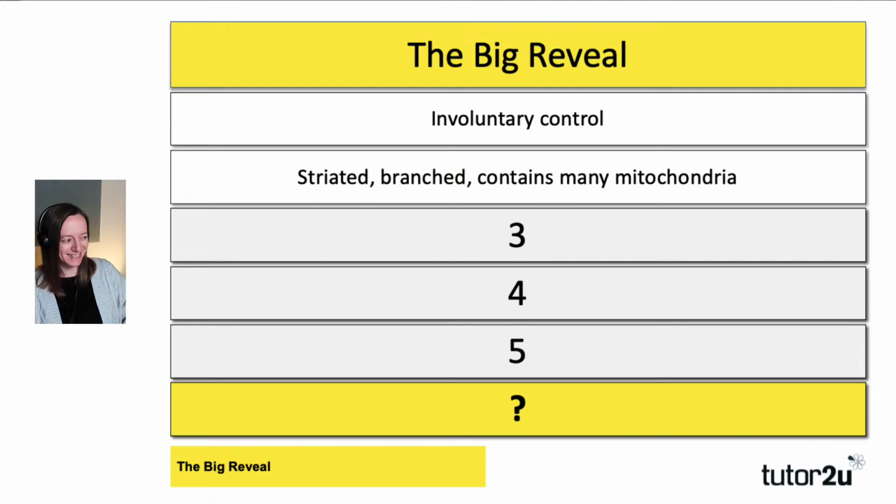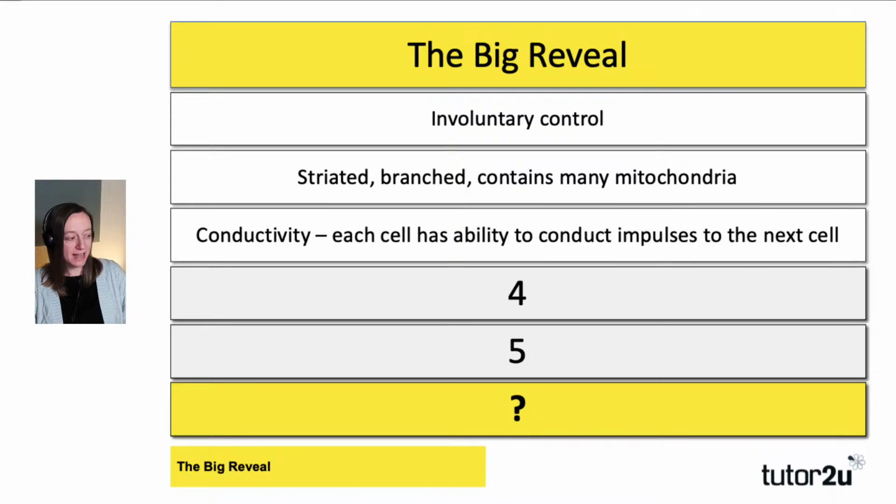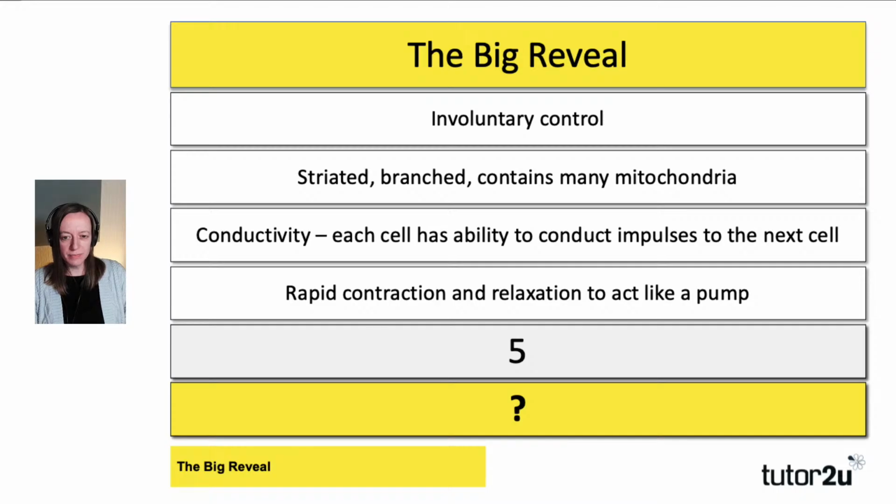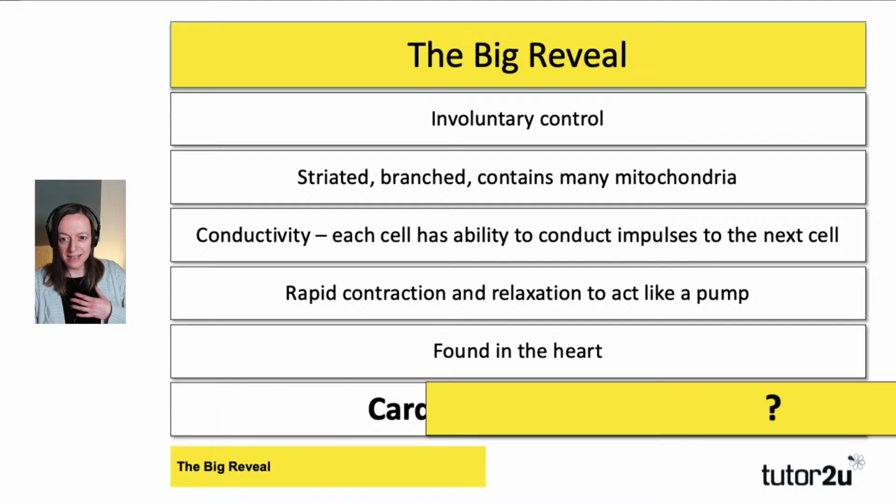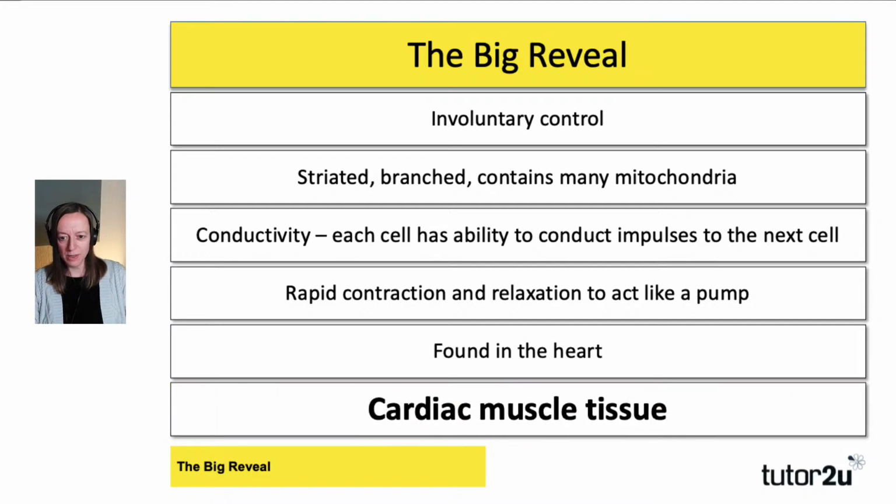Mary's saying cardiac. Sounds like a good answer to me. So it has conductivity. Each cell within this tissue has the ability to conduct impulses to the next cell. So someone else is saying cardiac. Riella. So this tissue type has a rapid contraction and relaxation pattern to act like a pump. Ikra is saying cardiac. Brilliant. And it's found in the heart. So yes, you are correct. It is cardiac muscle tissue. Well done.